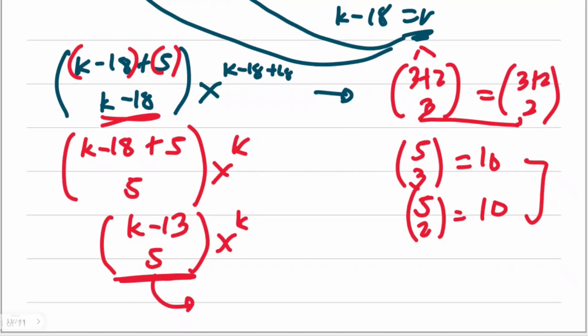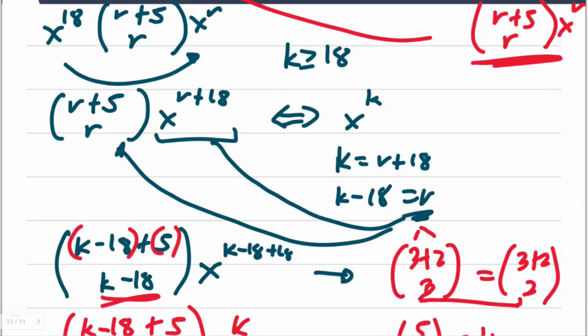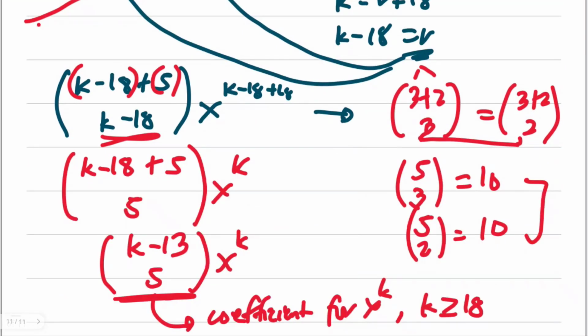This is the coefficient for x to the power of k for k greater than or equal to 18. All of this was made possible because of those ideas and conditions already met here. And this is true for all k's as long as k is greater than 18. As mentioned, if it's exactly 18, we have a specific value for that. But if it's not, then we also have another notation with this form.